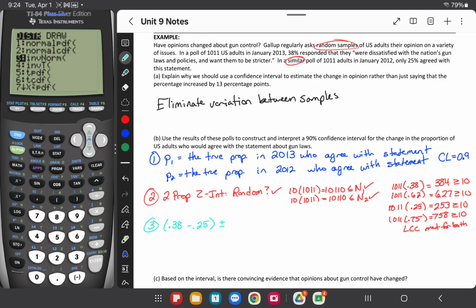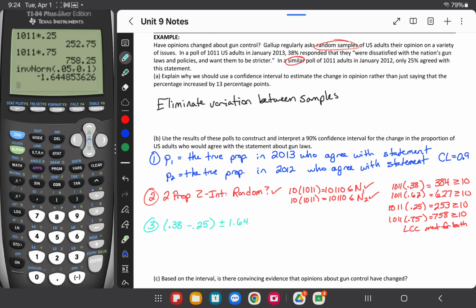So if I want to do my inverse norm, area to the left is 0.05 for me. It would be 0.9 if you're choosing center. Mean and standard deviation, 0 and 1, is going to be 1.645 for both positive and negative of that. So 1.645 there as our critical value Z star. And now we need to get our standard error.